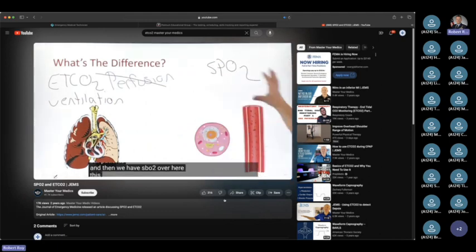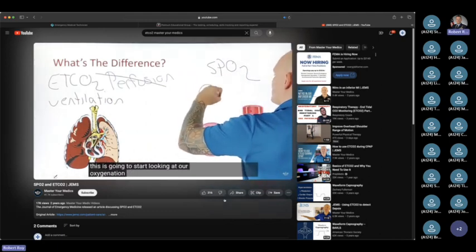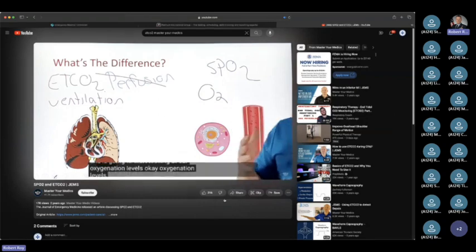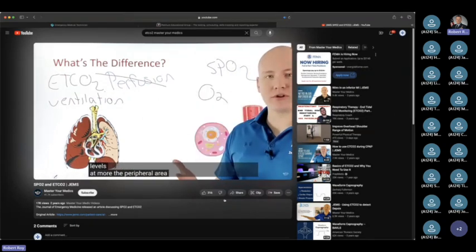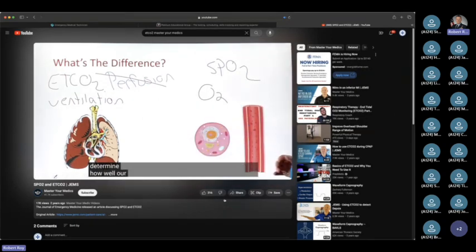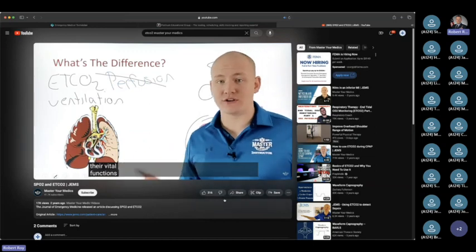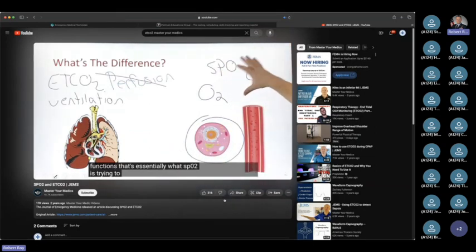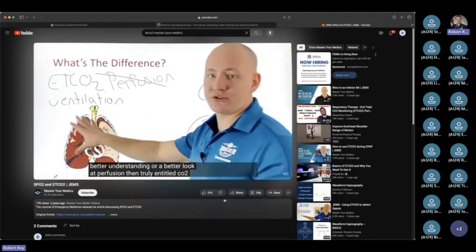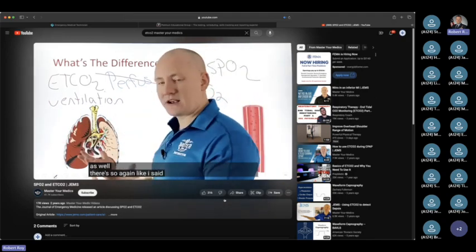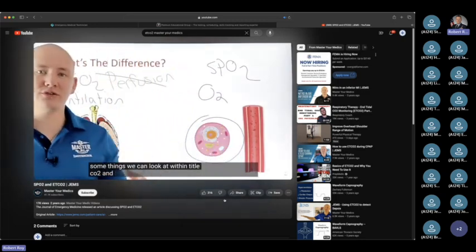Over here, this is going to start looking at our oxygenation levels, okay? Oxygenation levels at more the peripheral area in order to determine how well our cells are nourished and making sure that they're getting the oxygen they need in order to perform their vital functions. That's essentially what SpO2 is trying to do, determine that side of things. So really, SpO2 has a better look at perfusion than end tidal CO2 can as well.